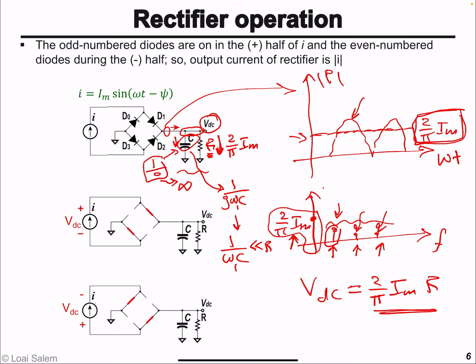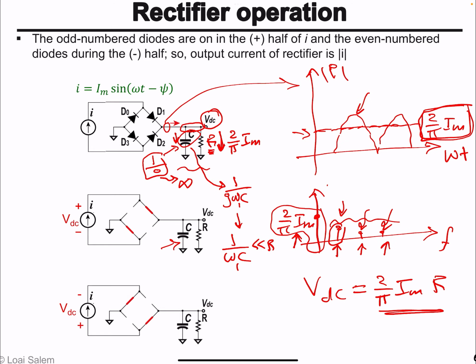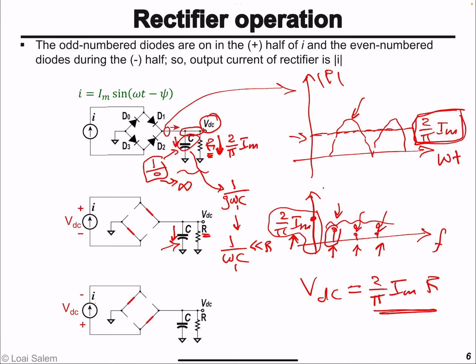So obviously this capacitor is used for filtering, removing, shunting all of the harmonics away from the DC load. And so the DC load will only see the DC component of the full bridge rectifier output current, which is equal to 2 over pi Im. And so the DC voltage will be 2 over pi Im times the DC load resistance R.